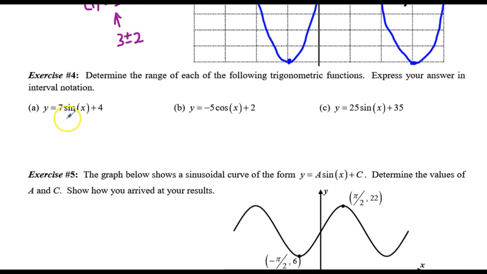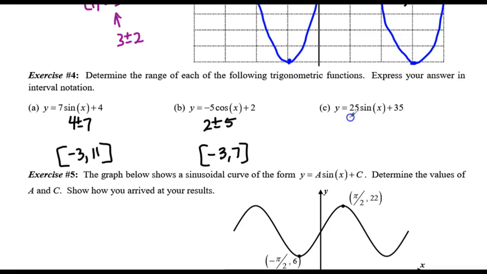Okay, so for this first one, 4 plus or minus 7 gives us -3 to 11. The next one, we start out at 2, and we're going above by 5 and below by 5. That's going to get us to -3 to 7. And the final one, you're going to start at 35. It's our midline. You're going above that 25 and below that 25. That's going to take us between 10 and 60.